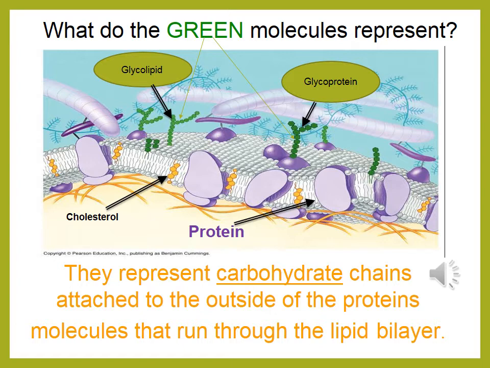Those glycoproteins and glycolipids start with glyco, which refers to glucose or the fact that they're carbohydrate chains. One of them is stuck to the lipid bilayer. That's why it's called a glycolipid. The other one is stuck to a protein, so that's why it's known as a glycoprotein.